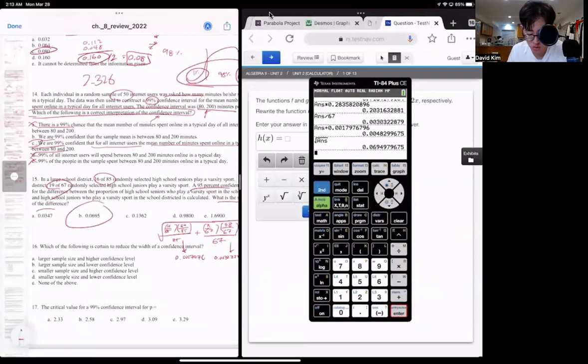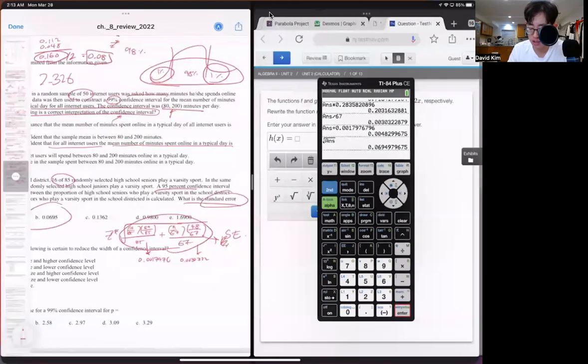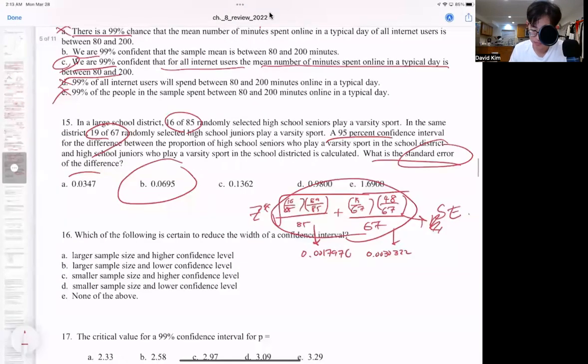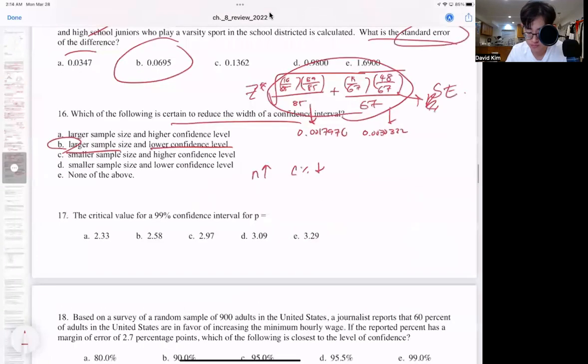Yes, so that should be your standard error, not your margin of error. Standard error is the part that actually comes after your z-score. This part, SE, let's call it that. And let's move on. Which of the following is certain to reduce the width? Remember, reducing the width means you're increasing the sample size or you're lowering your confidence percentage level. So lower confidence level, larger sample size, 16 should be B.